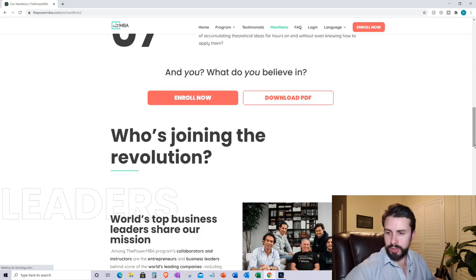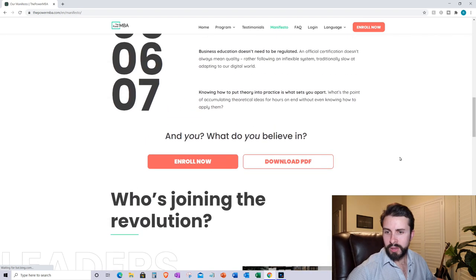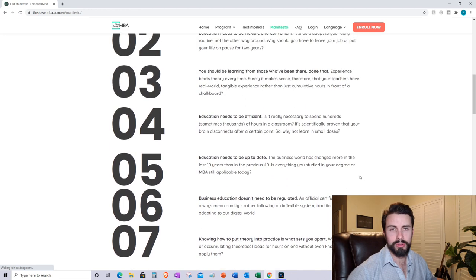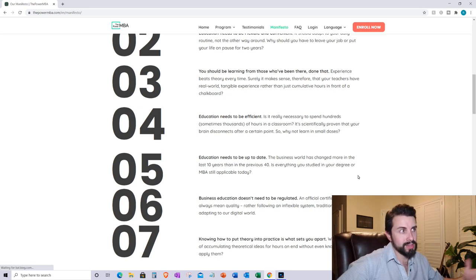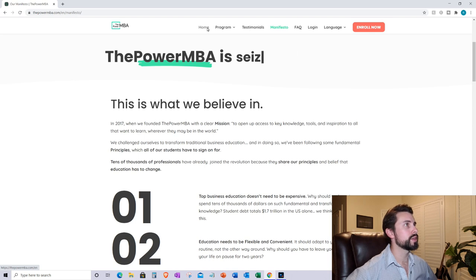So now let's go to... I agree with most of these principles, but I just don't know how aware the team that developed this Power MBA is of other MBA programs and how much they've adapted and evolved over time. I think, of course, the pricing piece is still something to be improved upon. And so let's go to the curriculum.